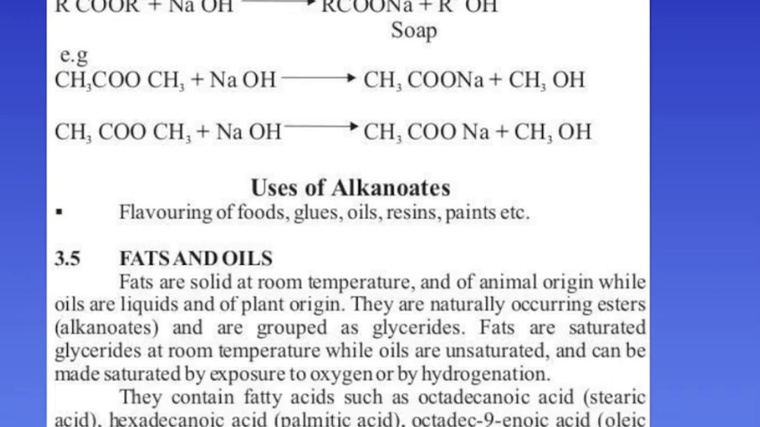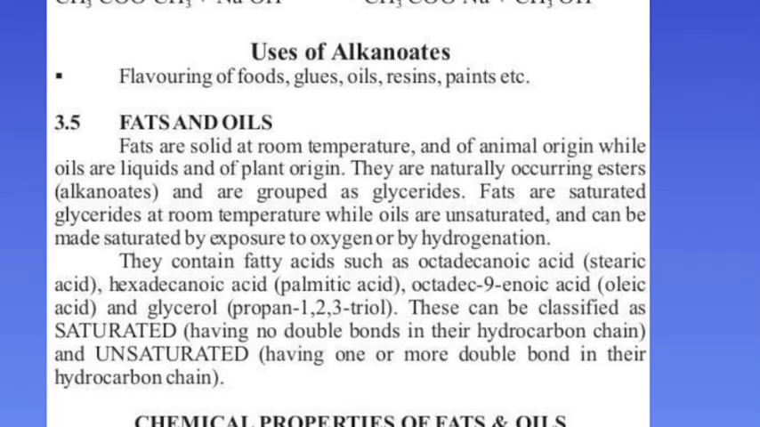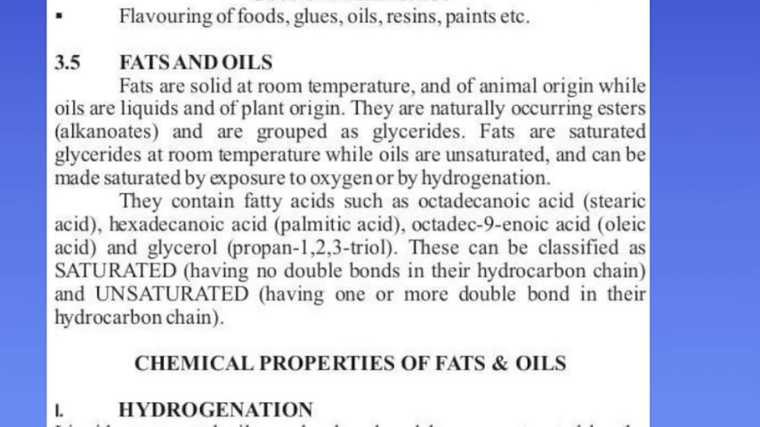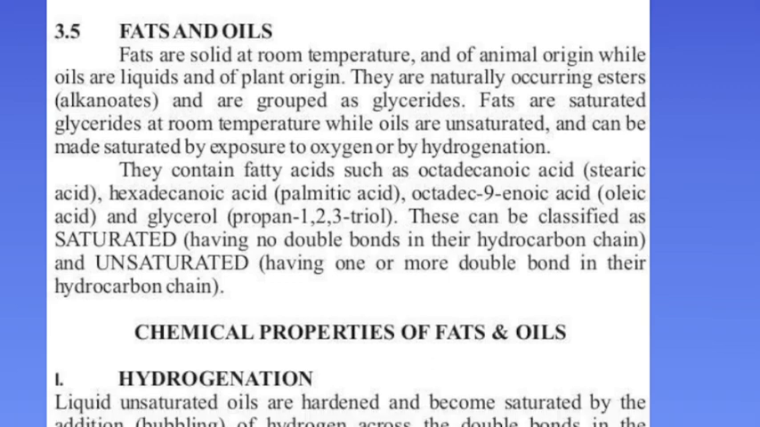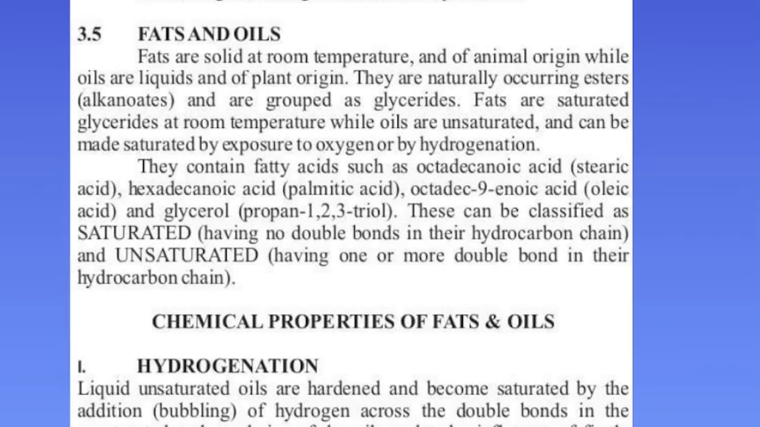The uses of alkanoates are that they are majorly used for flavoring of our food, glues, oil, resins, and paints, because they have this fruity smell. Now let's get into fats and oil. Fats are solids at room temperature and are of animal origin, while oils are liquid and are of plant origin. They are naturally occurring esters and are grouped as glycerides.